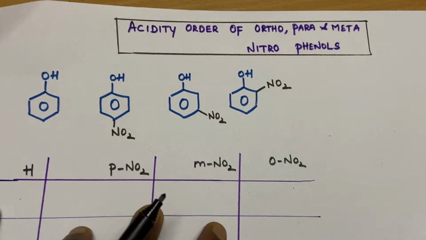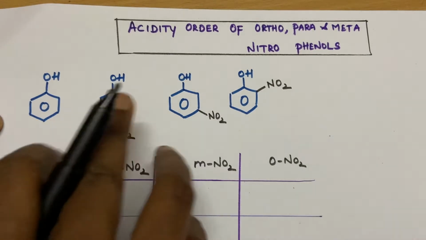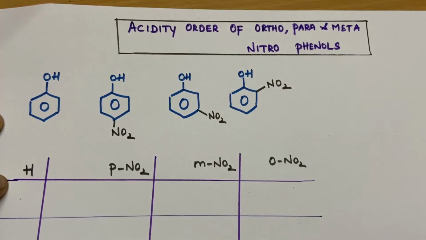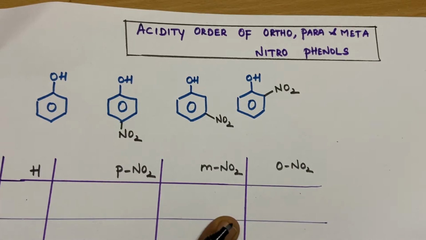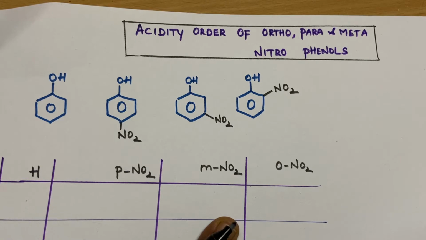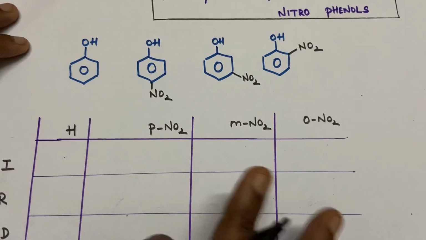Hi students, in this video I am going to tell you the acidity order of ortho, para and meta nitrophenols, how to find it. As before, I am going to do it in a systematic way. Please try to do it. Press the pause button, try to solve it and then come for the answer. But there is a twist. You can understand, no problem.